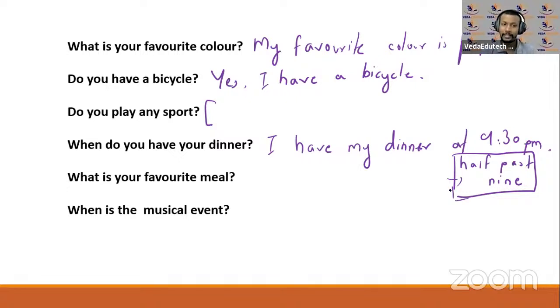Okay, now the next one, what is your favorite meal? आपको क्या खाना पसंद है? What is your favorite meal? क्या आप खाना पसंद करते हैं? Right? You can tell my favorite meal is during dinner or lunch. That also you can tell, or you can easily tell. आप ऐसे भी कह सकते हैं कोई particular food जो आपको पसंद है. That also you can tell.